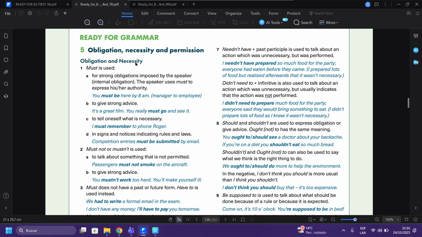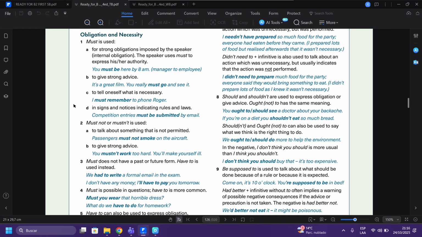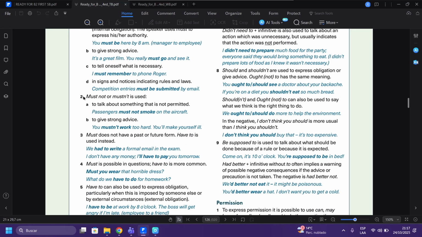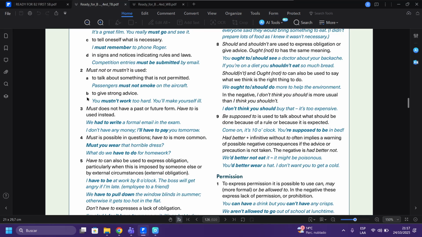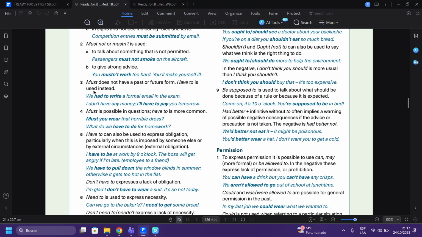So must is used, as you can see here, like this. You must be here by 8 a.m. It means that it was said by the manager to the employee, okay, to express authority. The next one is that we have to use must to give a strong advice. For example, it is a great film, you really must go and see it. It means that you really have to go and see. The next one is to tell oneself what is necessary. For example, I must remember to phone Roger. That you tell something to yourself. The next one, in signing notices, indicators, rules and laws. For example, competition entries must be submitted by email. It is a rule. It is a requirement.